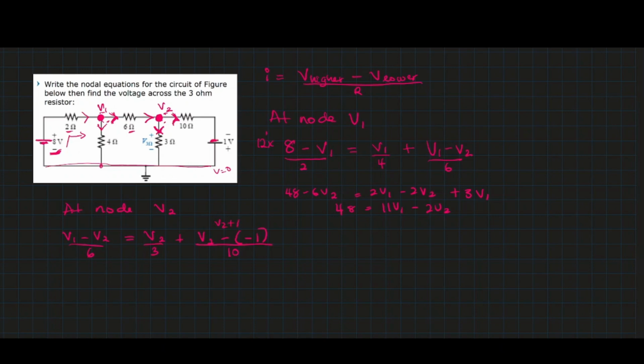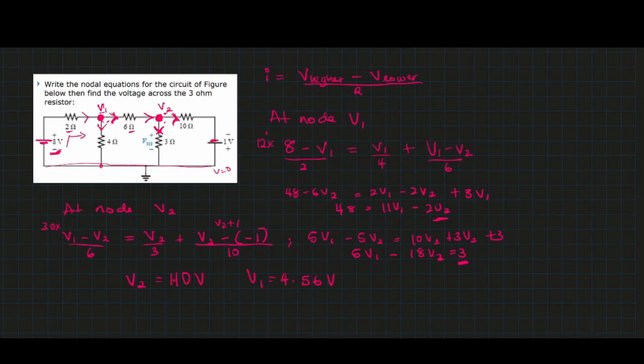Multiply through with 30 to simplify the equation. It's going to be 5V1 minus 5V2 equals 10V2 plus 3V2 plus 3. Simplify this: 5V1 minus 18V2 equals 3. Now you can clearly see that this and this are simultaneous equations. You can solve this in your calculator or wherever. It's going to be V2 equals 1.10 volts and V1 equals 4.56 volts.